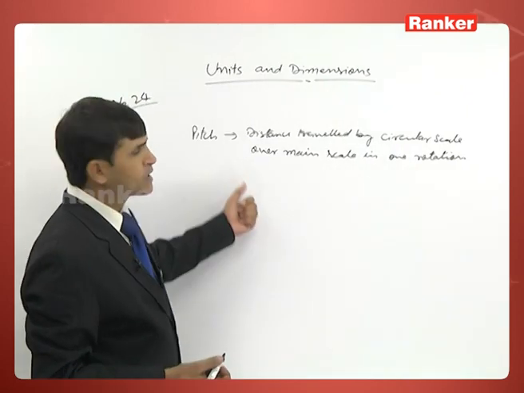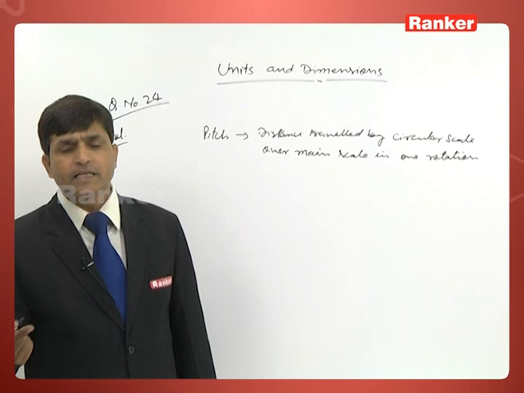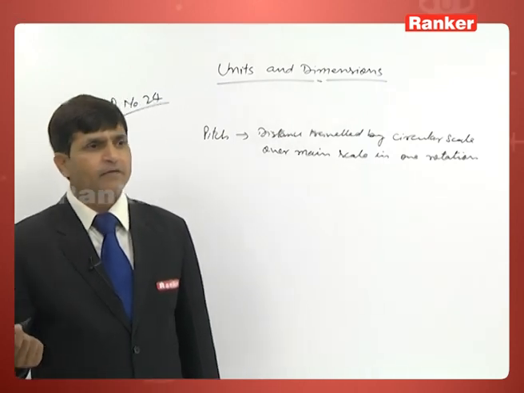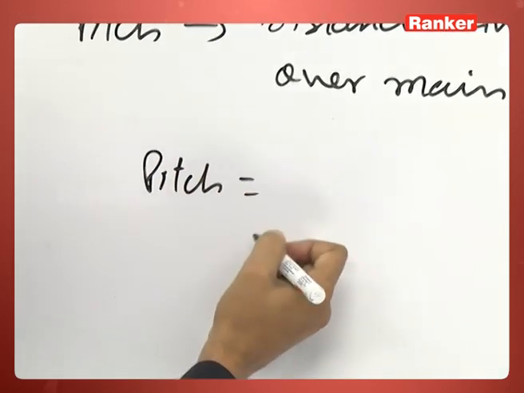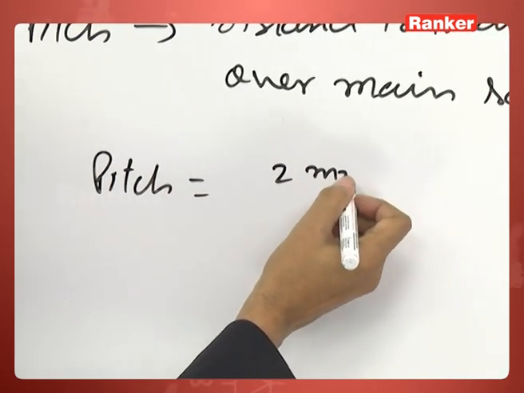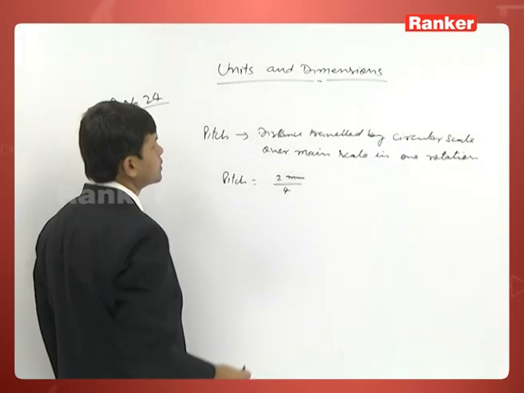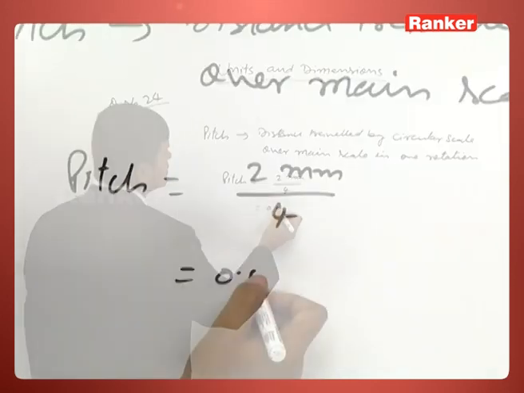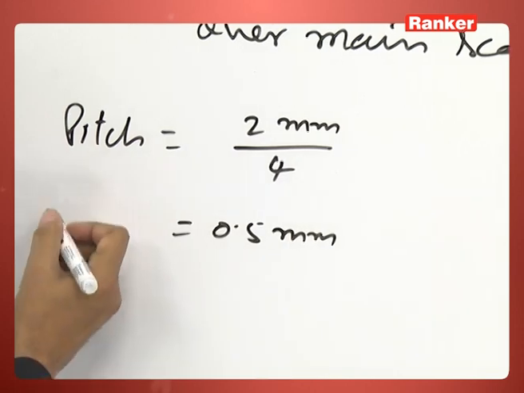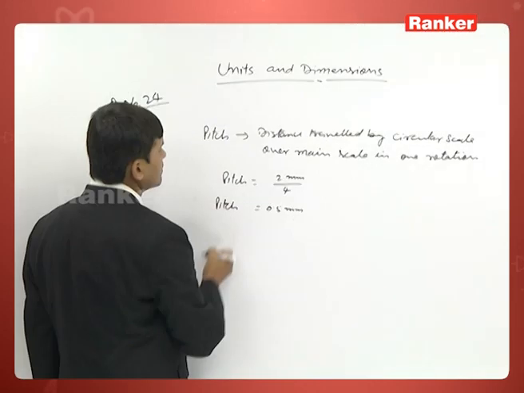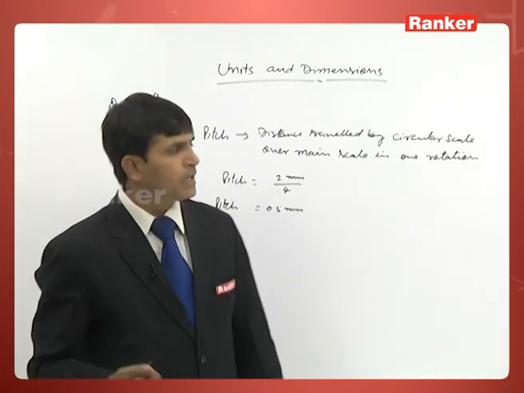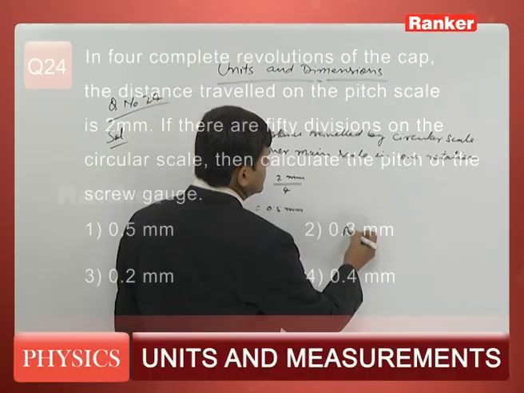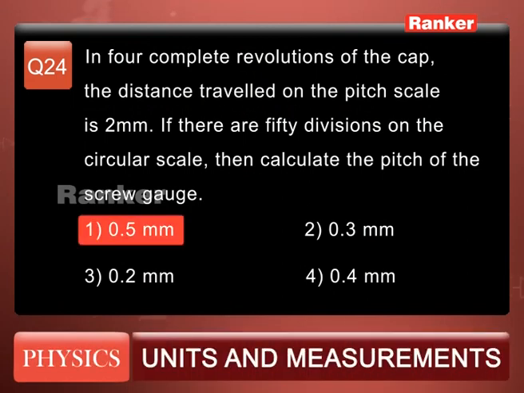So as per the question, in 4 rotations it has travelled 2 millimeter. So in one rotation, 2 by 4. So it should be 0.5 millimeter. So the answer is pitch is equal to 0.5 millimeter. So option number 1 is the correct option. So the answer is 1 is the correct option.